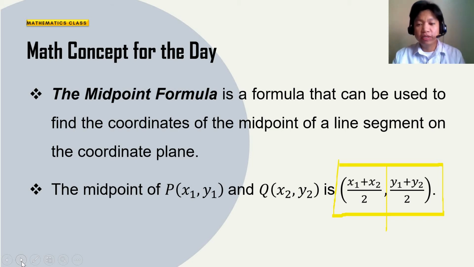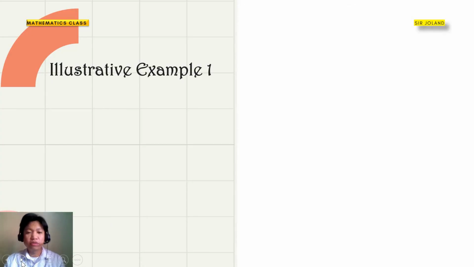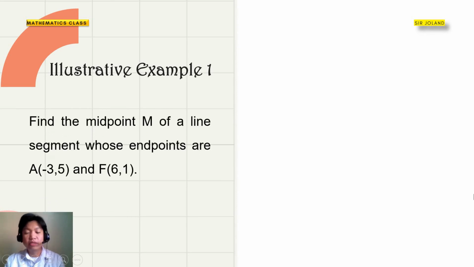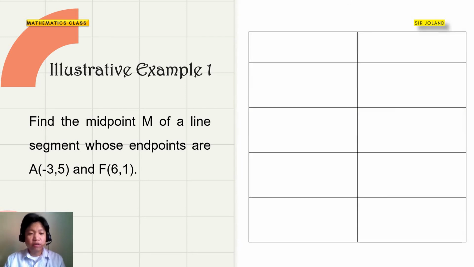Okay, so let's try to solve some problems regarding midpoint formula. Let's have illustrative example number 1. So find the midpoint M of a line segment whose endpoints are, we have here negative 3, 5, and then the other point is 6, 1. Okay, so what would be the midpoint of these 2 points? No, kapag na-locate mo na to sa Cartesian plane, itong 2 points na to, nasaan ba yung gitna niyan? No, yung halfway nila.